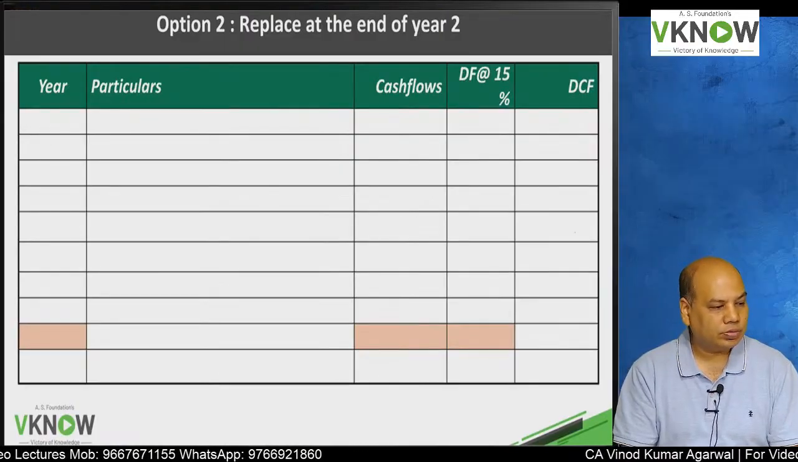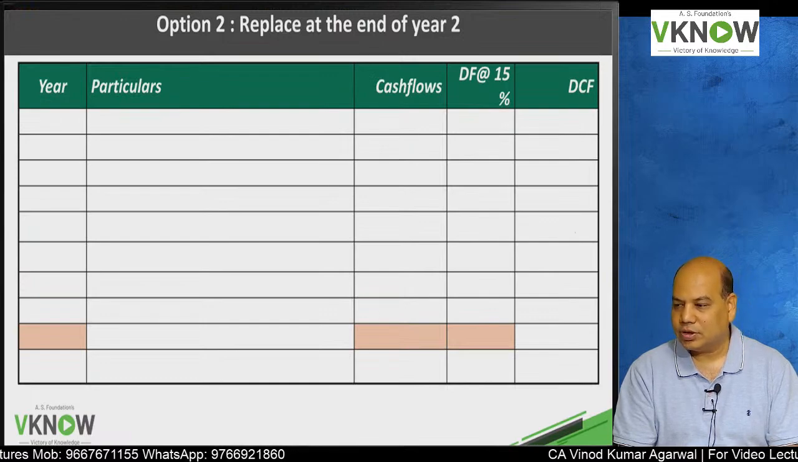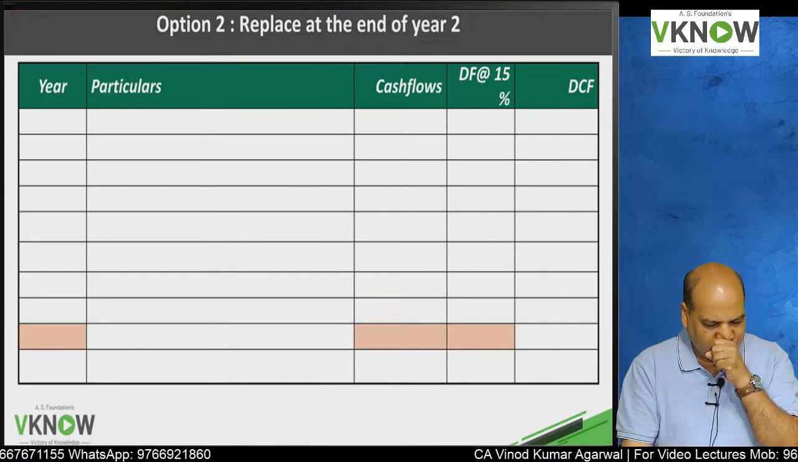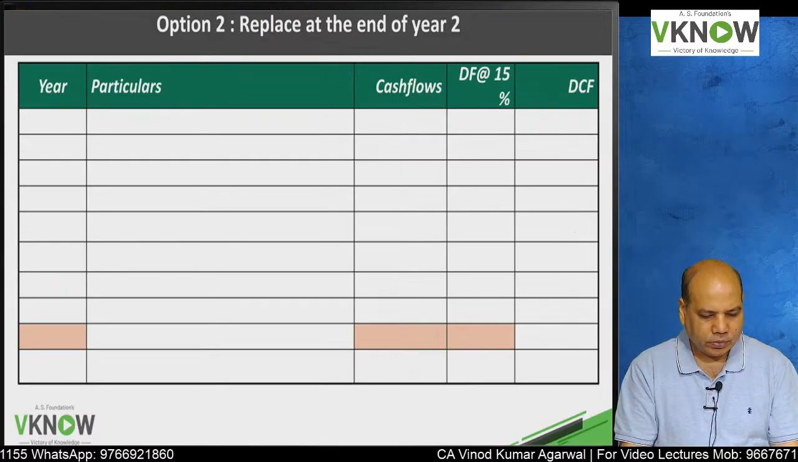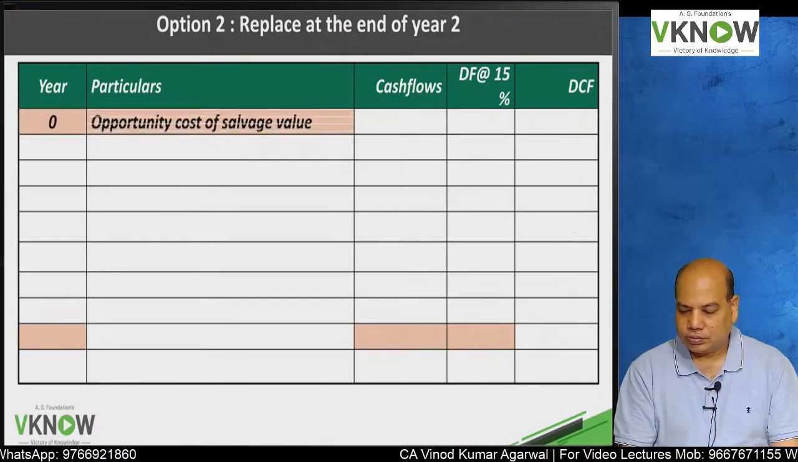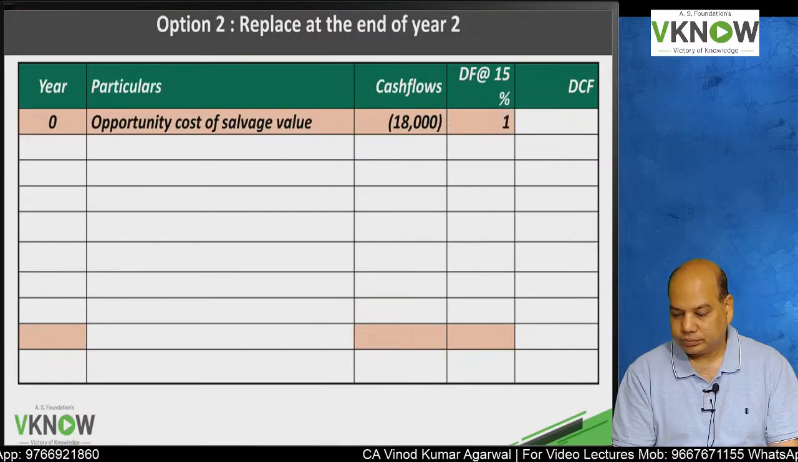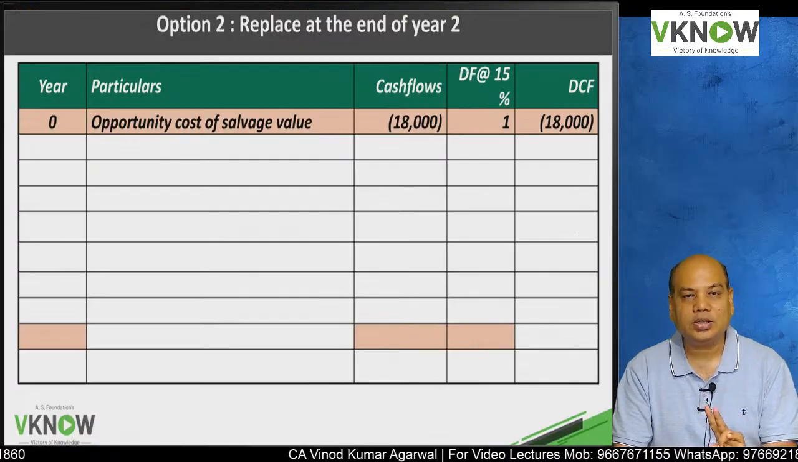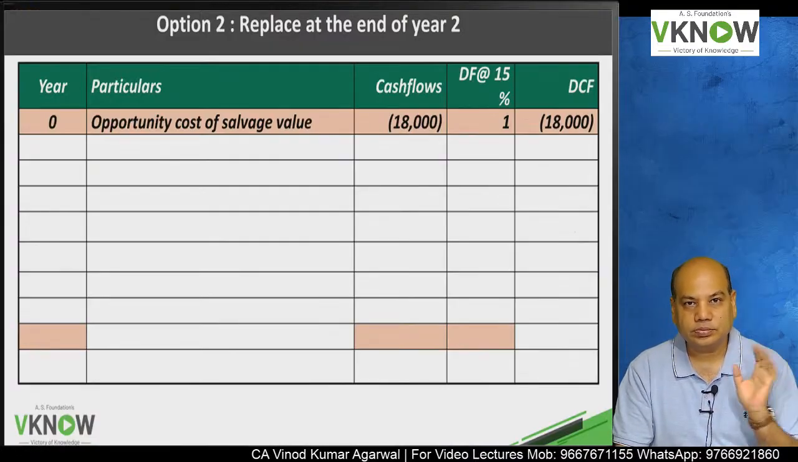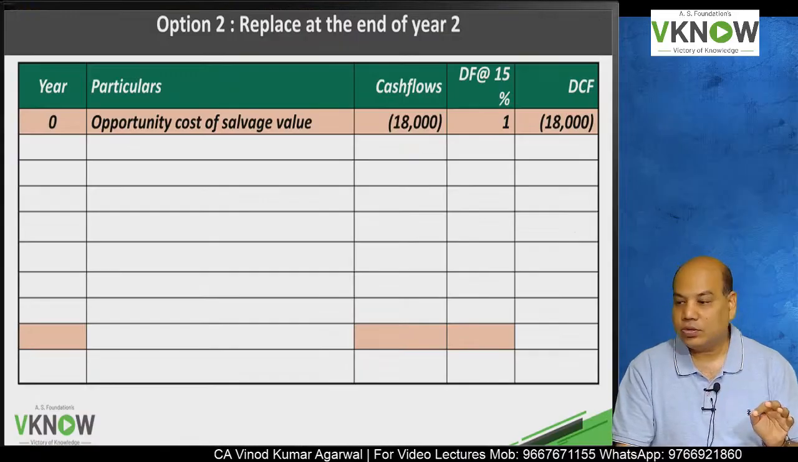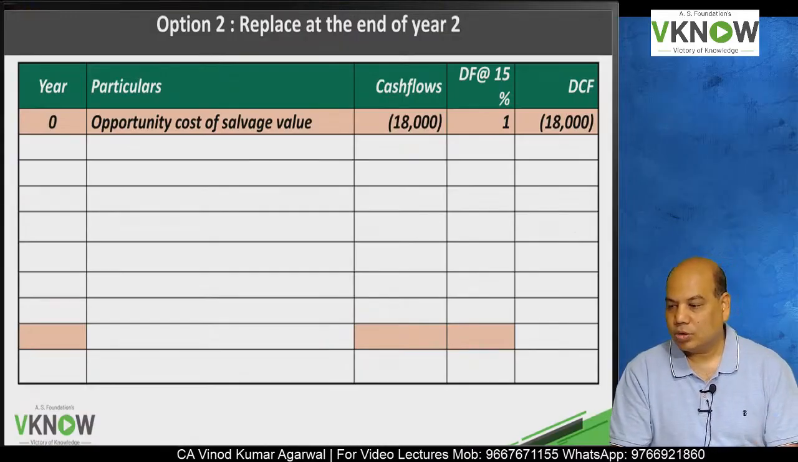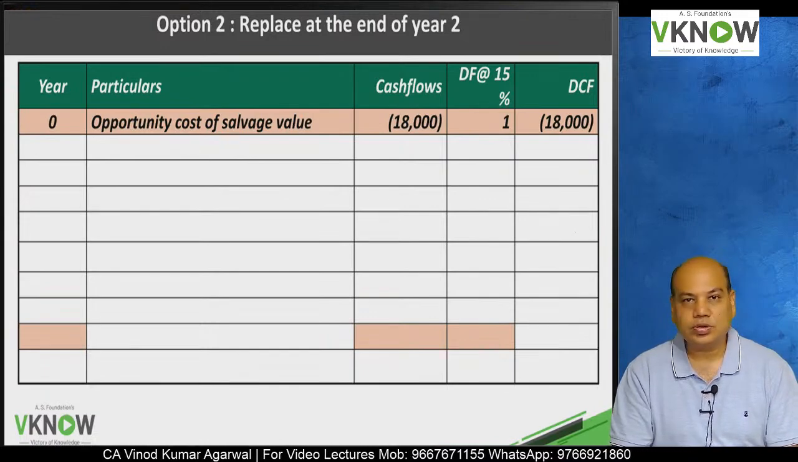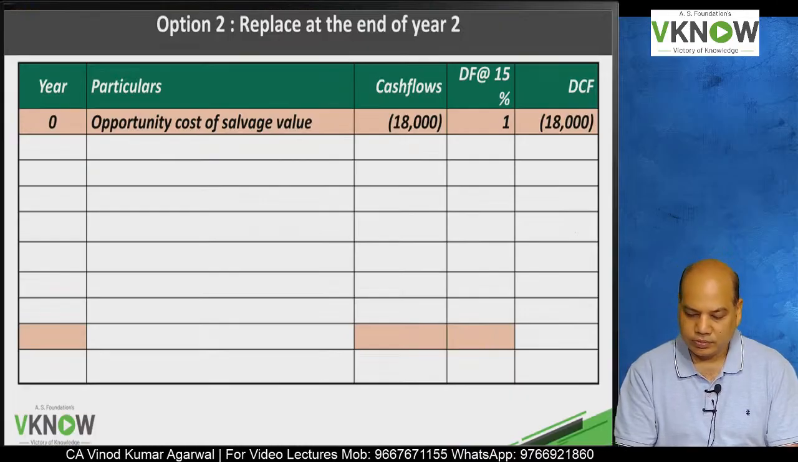replace at the end of year 2. Draw the same format. Treat it like a 2-year problem. Okay. Year 0 opportunity cost of salvage value 18,000.